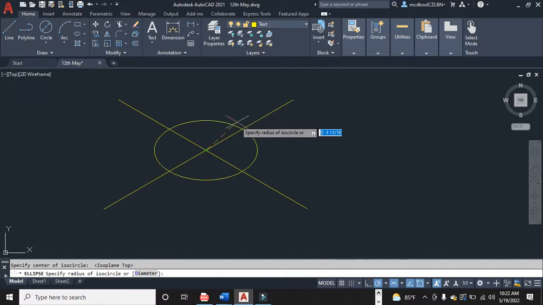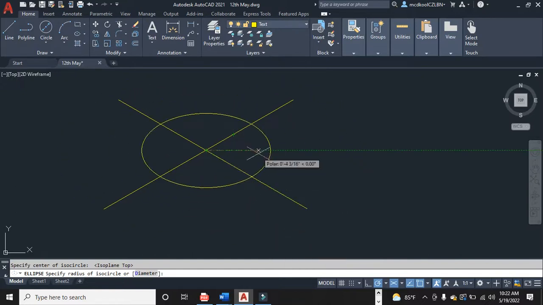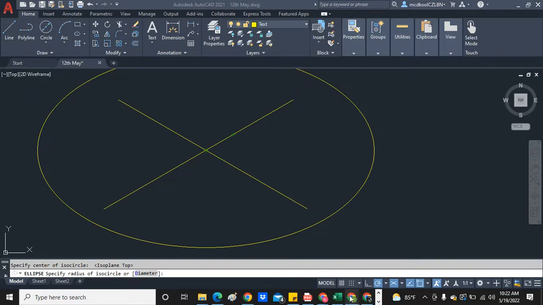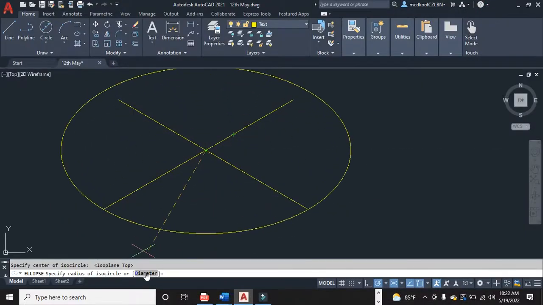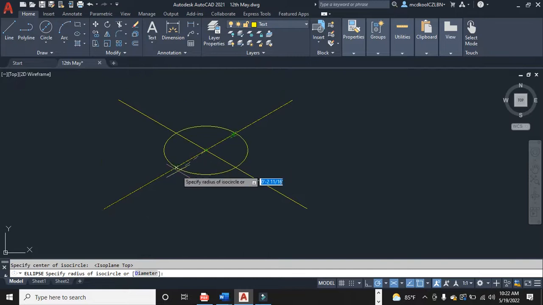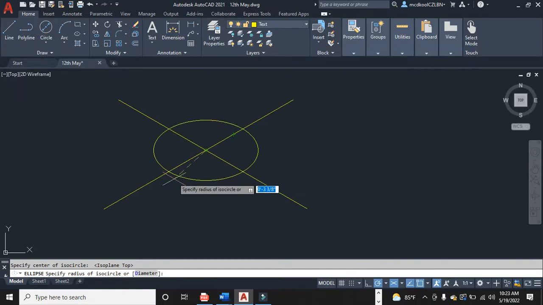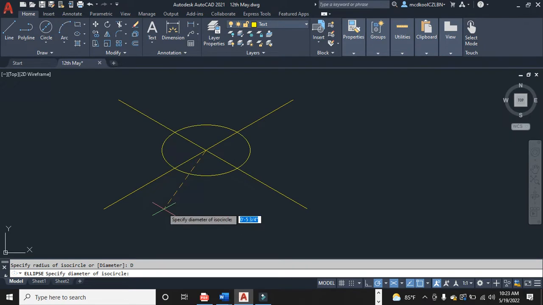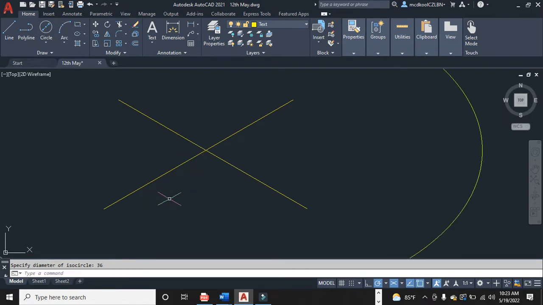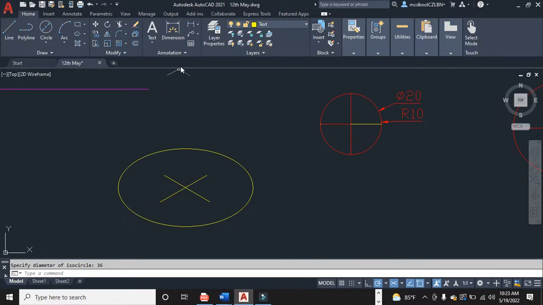What's the size of it again? 36 is a circle, right? But is that a diameter 36 or a radius? Let's go back to the drawing. Is that diameter 36 or radius? Diameter 36. You see that, Ronaldo? So you realize that down here it has diameter. Now it says specify the radius of the iso circle. So what's half of 36? 18. So I can either type in the radius, or I can just click diameter and type in what? 36. Okay? So that's my diameter 36.